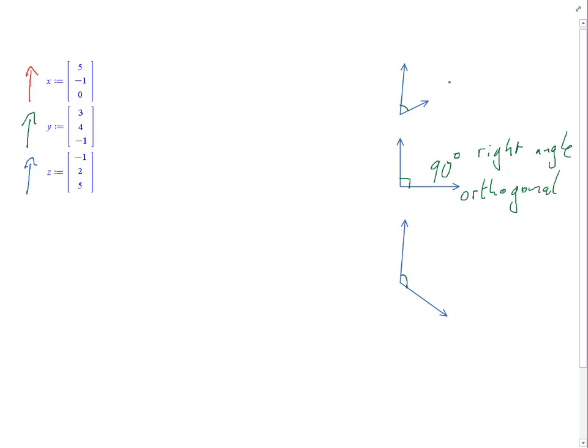In this situation here we have less than 90 degrees, and this is more than 90 degrees. More than 90 degrees is known as an obtuse angle. Less than 90 degrees is known as an acute angle.